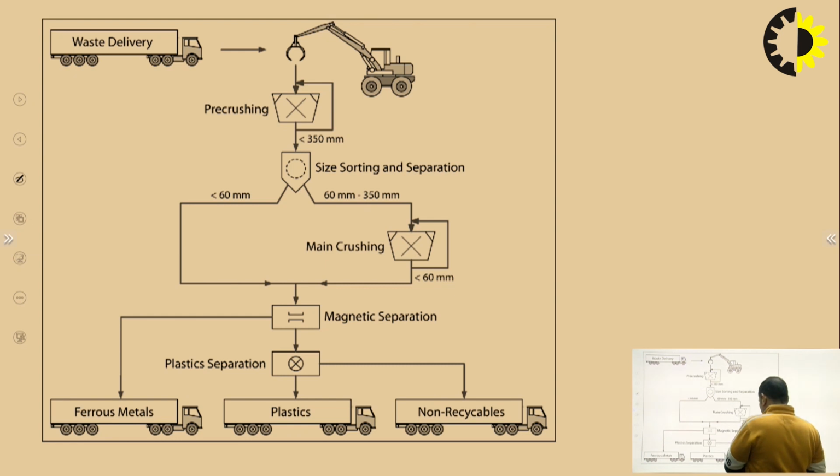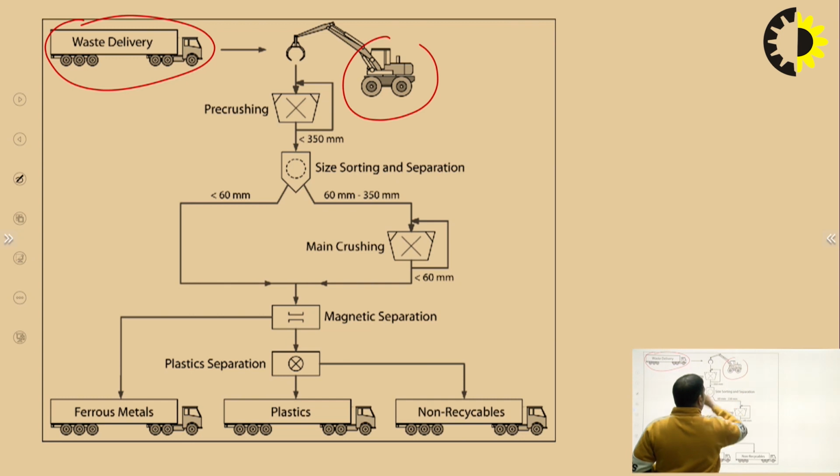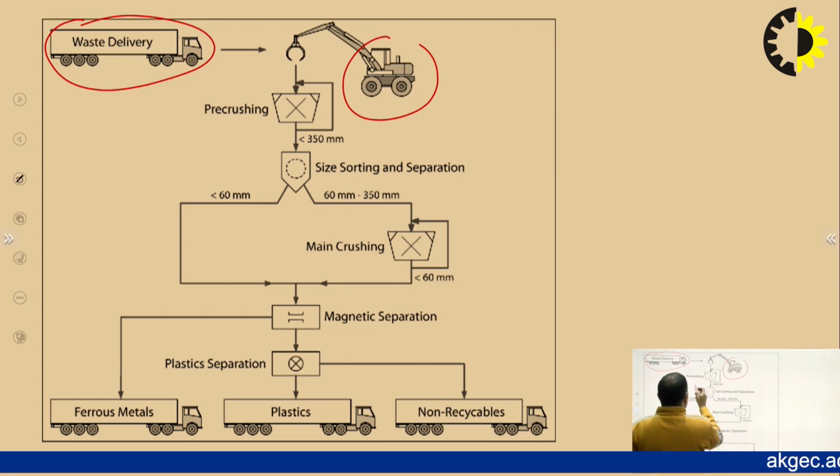So if we talk about a generalized type of waste recycling plant, this is a generalized type of waste recycling plant. You can see here we have waste collection as well as waste delivery with the help of movable vehicles. That is basically fed into the input part of the waste recycling plant with the help of machines or a JCB. This is to ensure pre-crushing.